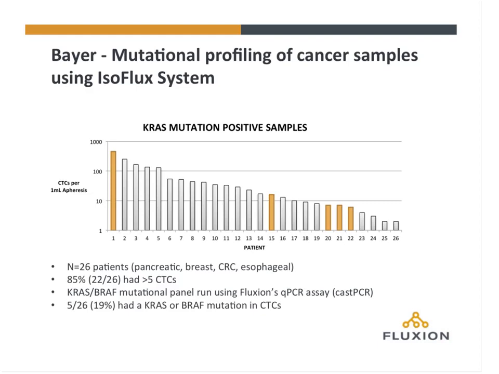So here we show that about 85% of the samples had more than 5 CTCs, which, as a reminder, again, was the lower limit of detection for our mutation assay. Then about 20% of these samples had either a KRAS or a BRAF mutation detected. So, ultimately this kind of work is going to transition into their clinical trials where they can prospectively profile their patients and decide which patients are eligible for their targeted therapies that are coming through the pipeline.